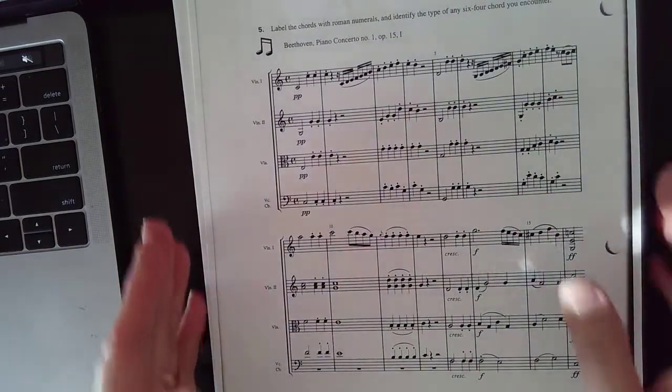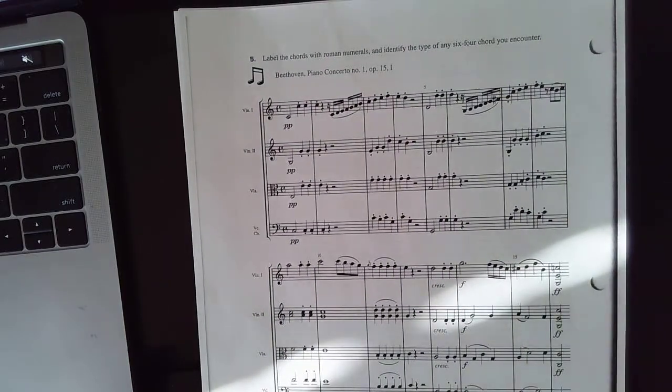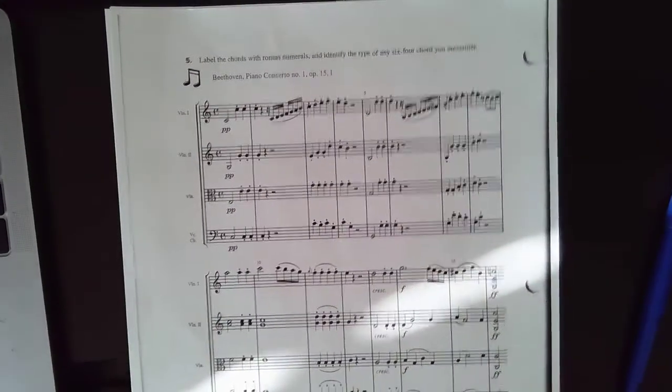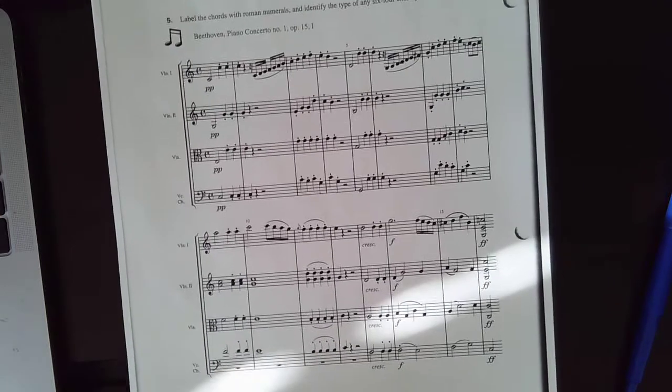Okay, so here we have Piano Concerto, Beethoven. This is such a great piece of music. You should go and listen to the whole thing. So this is Beethoven, Piano Concerto number 1, Opus 15, beginning of the first movement.